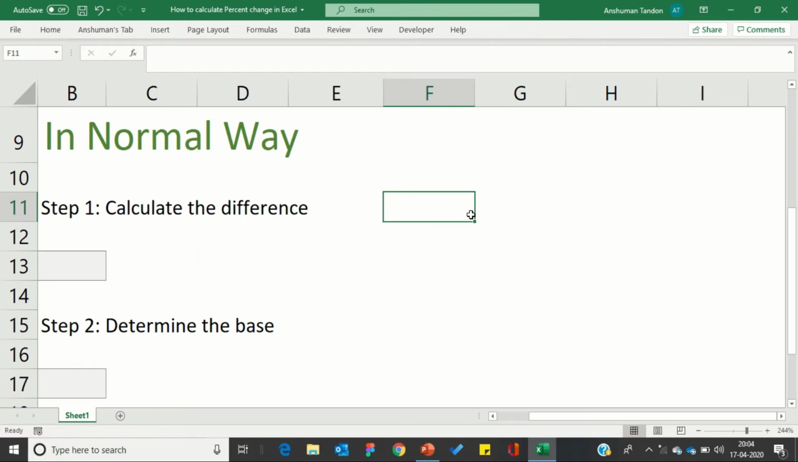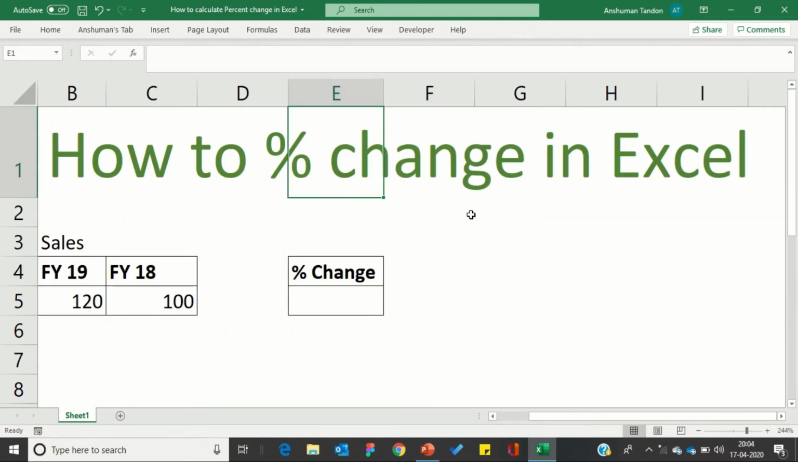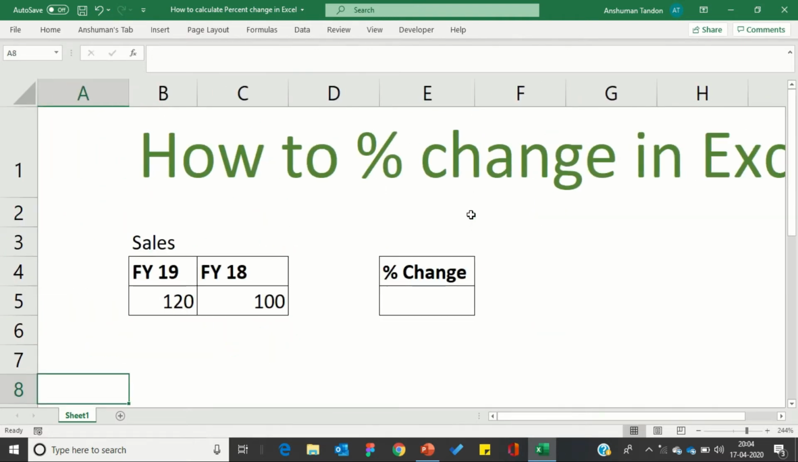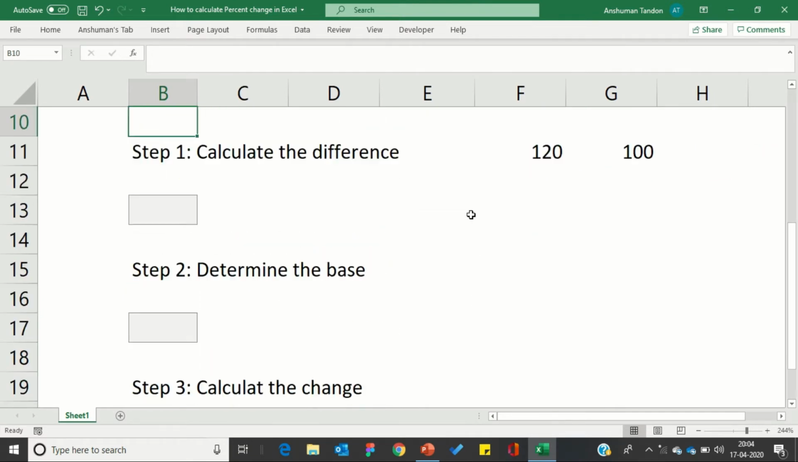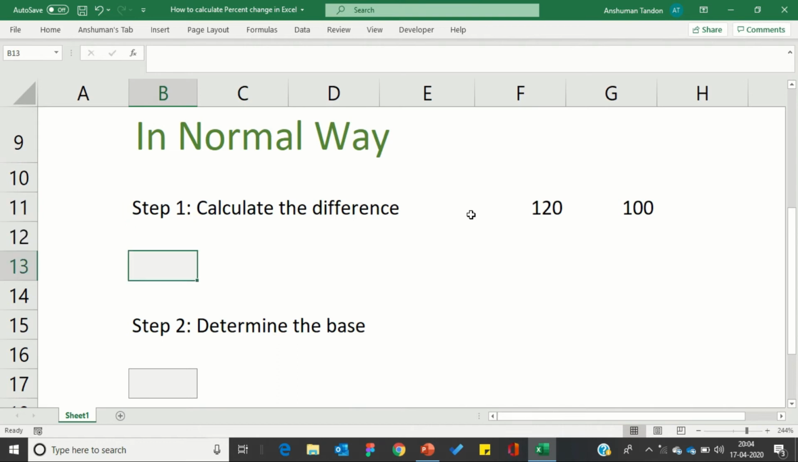Let us say that our figures are 120 and 100, as described above. In this example we have the sales of a company for two financial years, and we want to calculate the percentage change between these two sales. So in the normal way, first we calculate the difference between these two figures, that is the sales of the current year and the sales of the previous year.